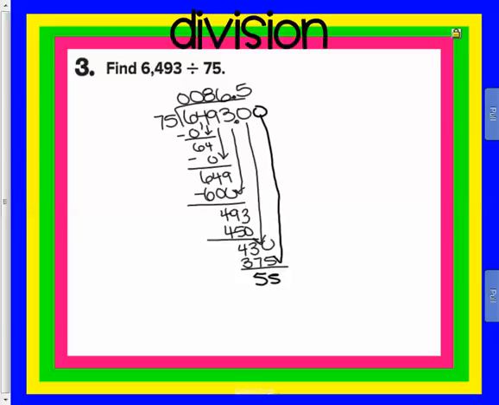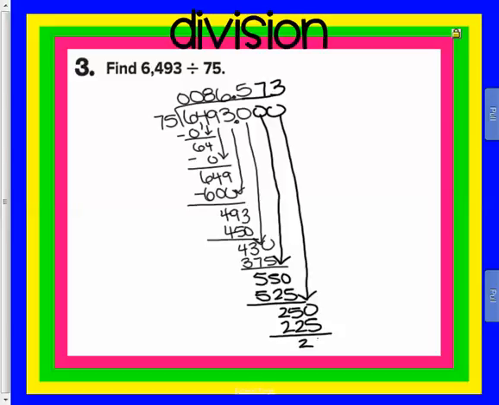Bring down another 0. Okay, that gives us 7 times, and 7 times 75 is 525. I'm left with 25. Bring down another 0. Whew, this is going on forever, right? 250 divided by 75 gives us 3. 3 times 75 gives us 225. Subtract, we get 25. Bring down my 0.